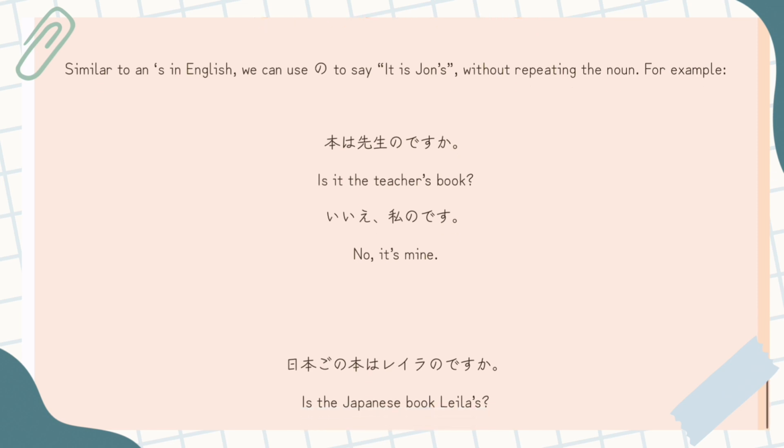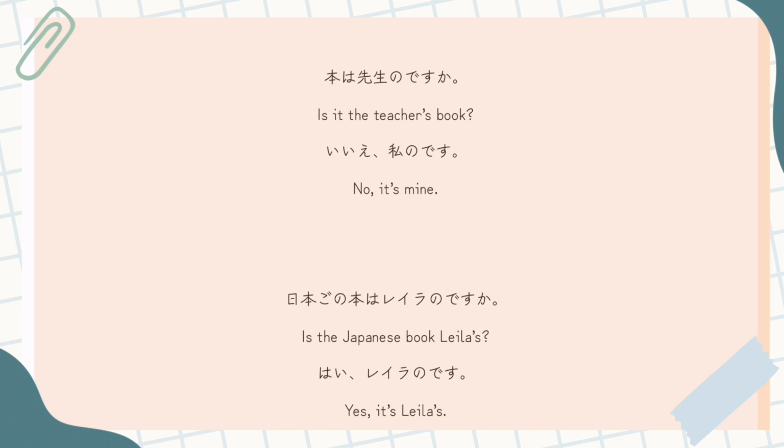One more thing. So last part of the lesson, similar to an apostrophe S in English, we can use the の particle to say it's John's without repeating the noun. So for example, 本は先生のですか? Is it the teacher's book? So 本は先生のですか? So as for the book, 先生の the teacher's, is it ですか? いいえ、私のです. No, it's mine. 私の my, in this case mine, です is.